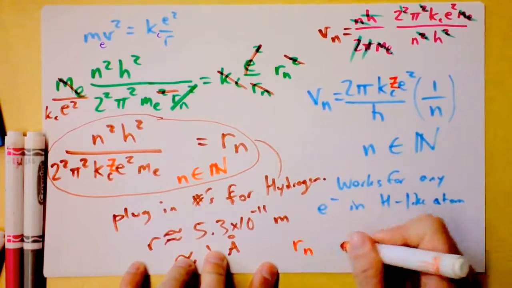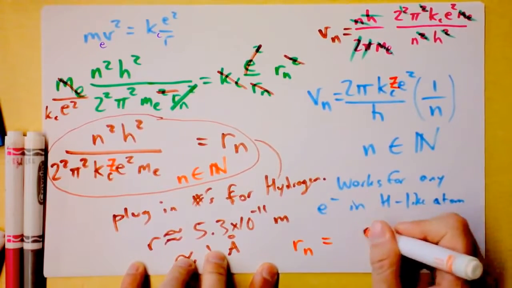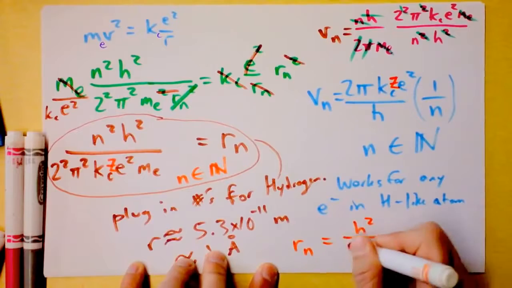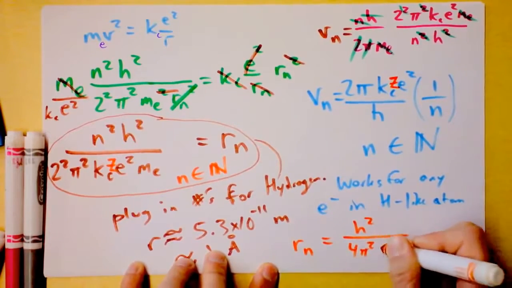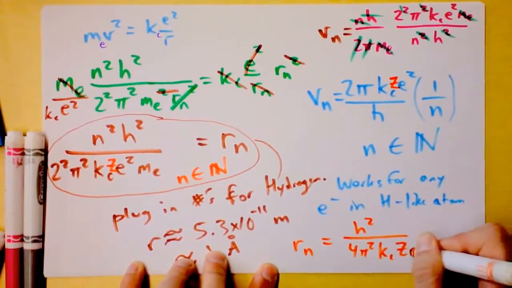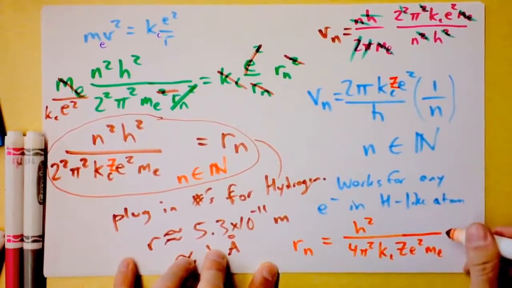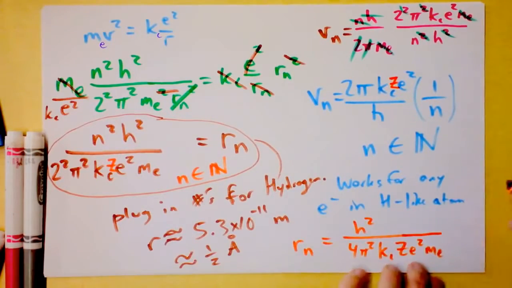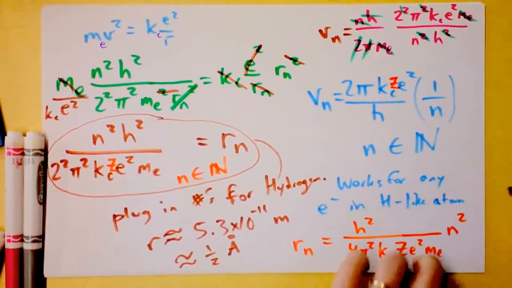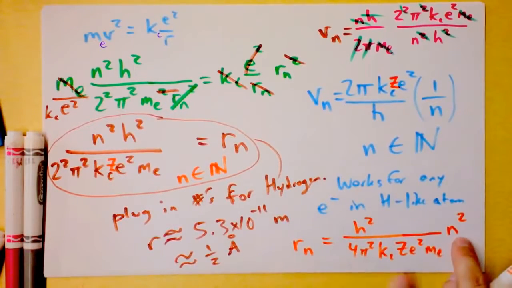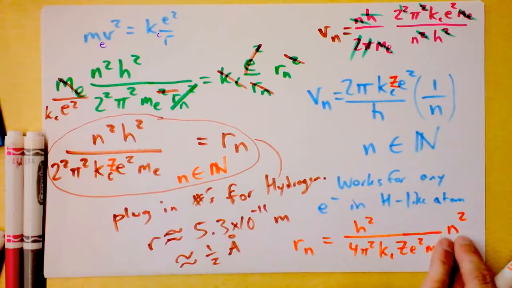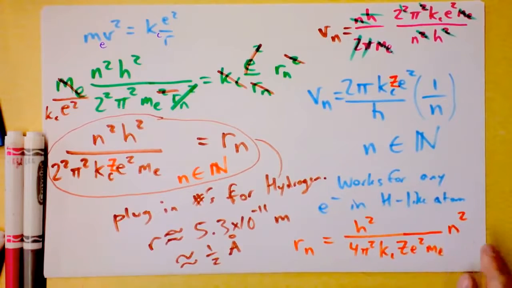The radius of the nth orbit is h squared over 4 pi squared k_c Z e squared times the mass of the electron, and that is it except for a factor of n squared. So if I go to a higher n, my orbit is getting much, much bigger. Very interesting. The orbit is getting much, much bigger, which means one of my earlier pictures is completely nuts.